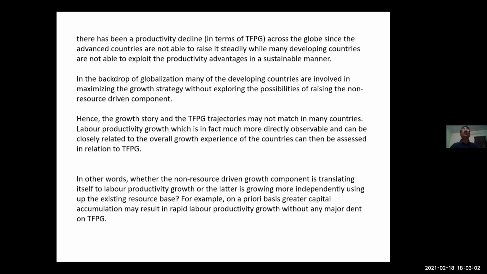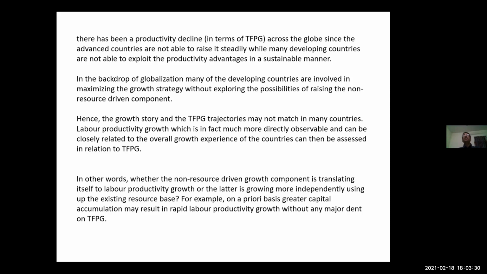Rather, they are initiating the resource intensive growth path. Hence, the growth story and the TFPG trajectories may not match in many of these developing countries. Labor productivity growth, which is in fact much more directly observable and can be closely related to the overall growth experience of the countries, can then be assessed in relation to TFPG.